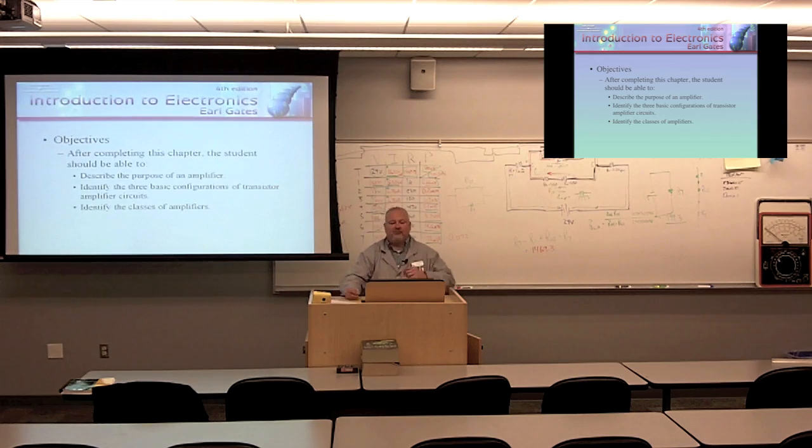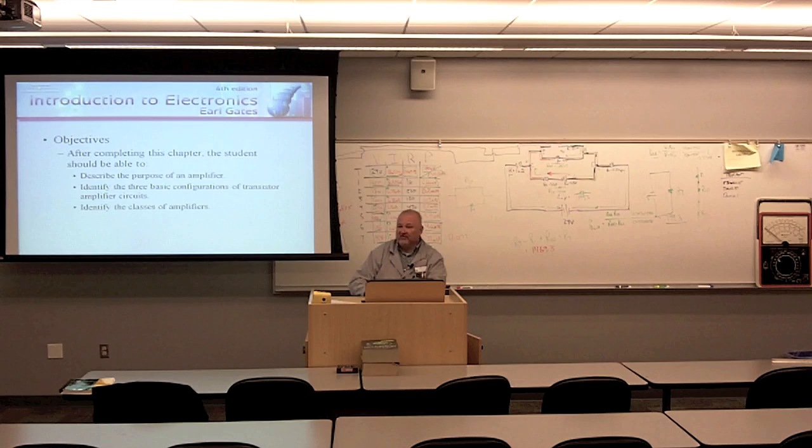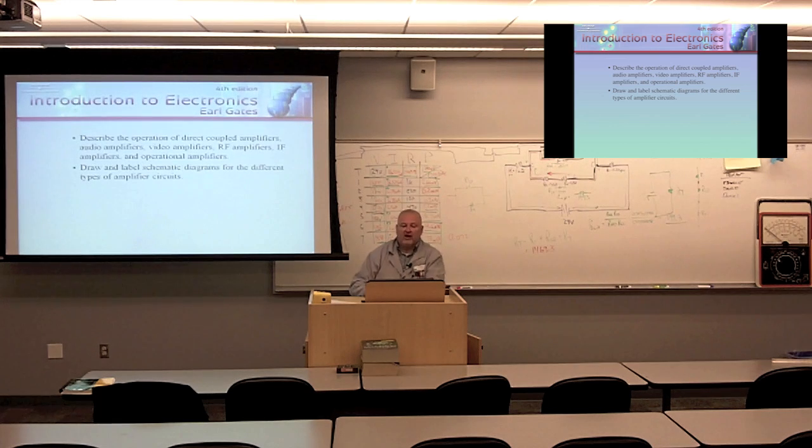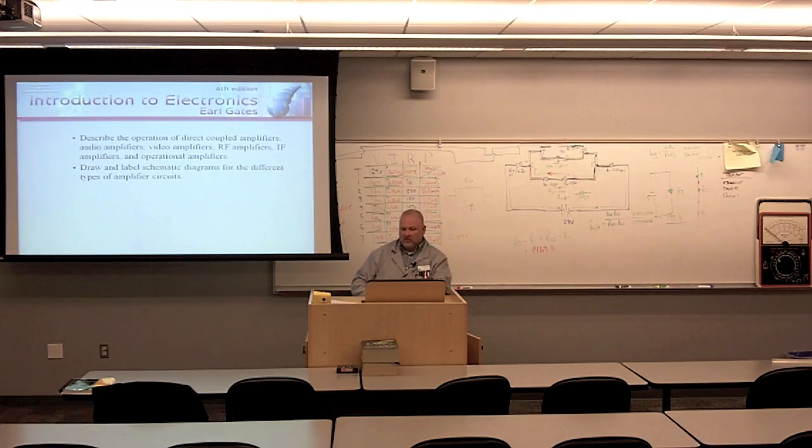After completing this chapter, you're going to be able to describe the purpose of an amplifier, identify the three basic configurations of transistor amplifier circuits, identify the classes of amplifiers, describe the operation of direct coupled amps, audio amps, video amps, RF amps, IF amps, and operational amplifiers, and draw and label schematic diagrams for the different types of amplifier circuits.